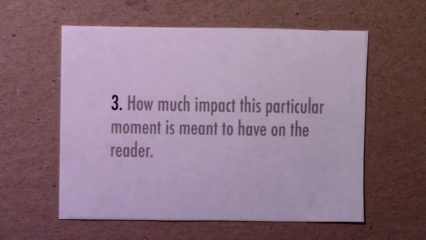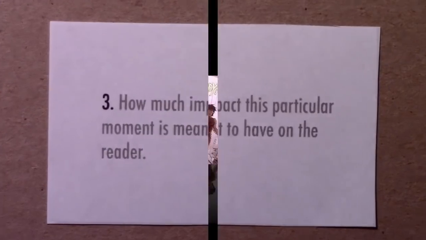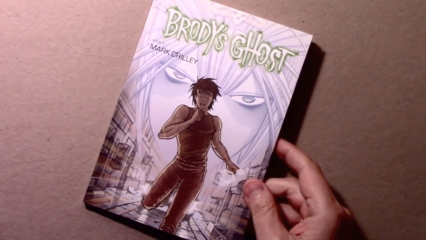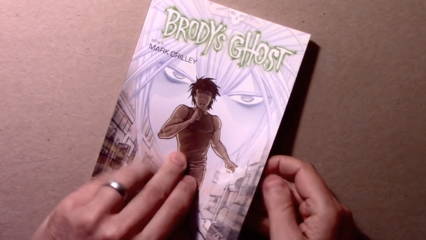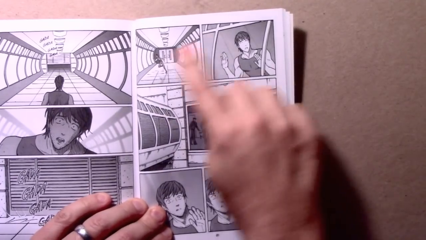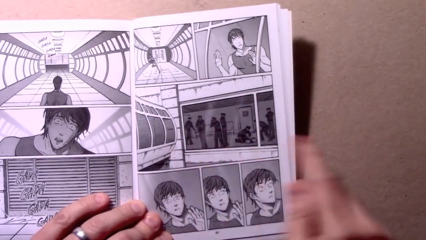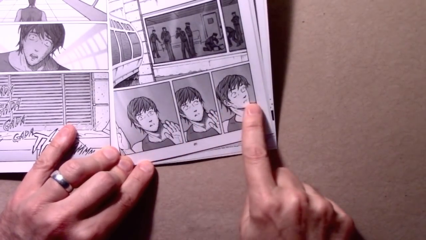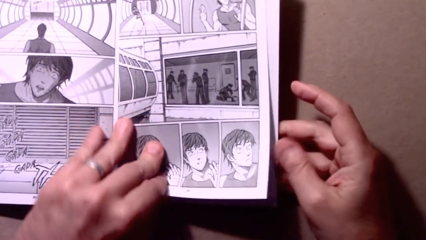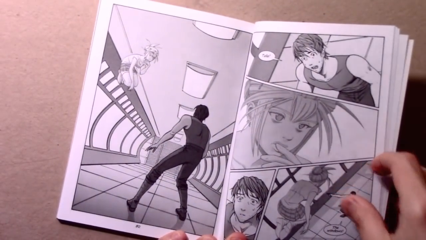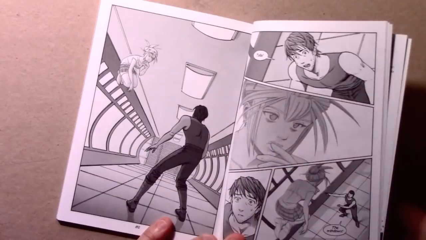Number three, how much impact this particular moment is meant to have on the reader. Here's another example from Brody's Ghost. Mild spoiler, for anyone who's never read these comics. It can't really be avoided. But here we have a series of small-ish panels. I guess this one's fairly large. And here we see Brody turning his face at something he sees, and hidden behind the page turn is this very large panel showing Talia, the ghost, and Brody.